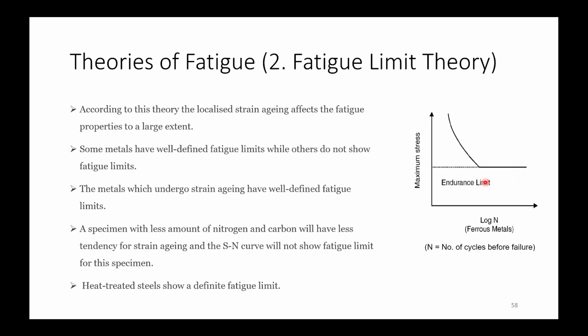Second theory is the fatigue limit theory. In this case, localized strain aging affects the fatigue properties to a large extent. Some metals have well defined fatigue limits while others do not, and the metals which undergo strain aging have well defined fatigue limits. A specimen with less nitrogen and carbon will have less tendency for strain aging, and the SN curve will not show a fatigue limit for this specimen. Heat treated steels show a definite fatigue limit.